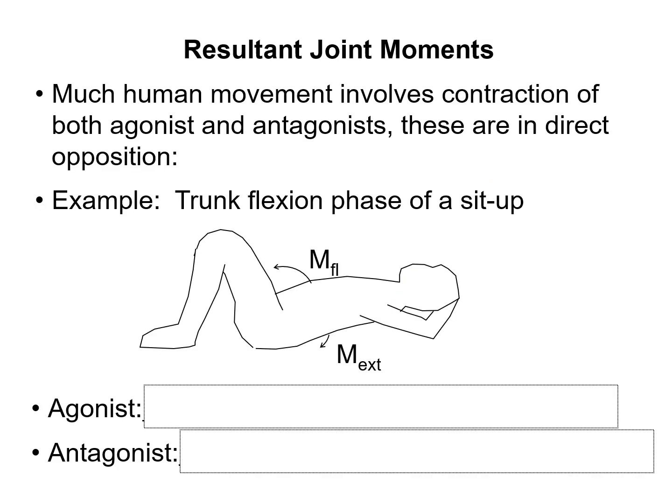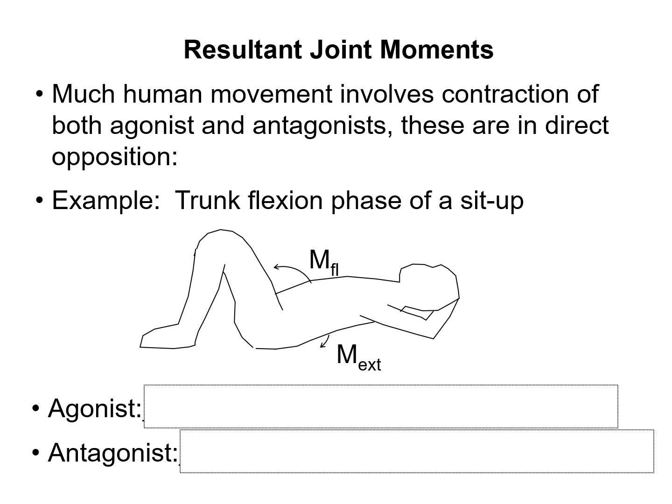We can look at this again when we're looking at somebody doing a sit-up, okay? Much of human movement involves a contraction of both agonists and antagonists. These are in direct opposition. So while the agonists are causing that motion, the antagonists are resisting that motion, or they may help control that motion. Because we find that controlled motion, once again, when we're looking at that summation of forces that we talked about earlier, good timing of the activation of these muscles is needed for an efficient or safe and effective motion.